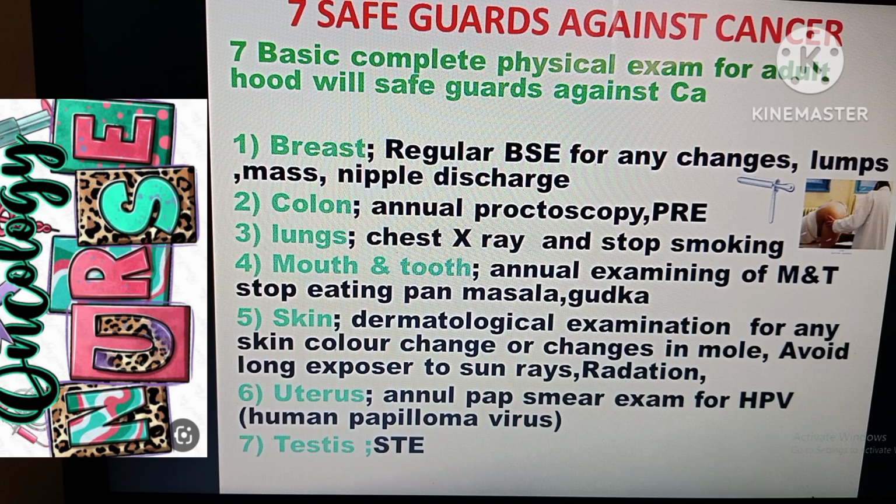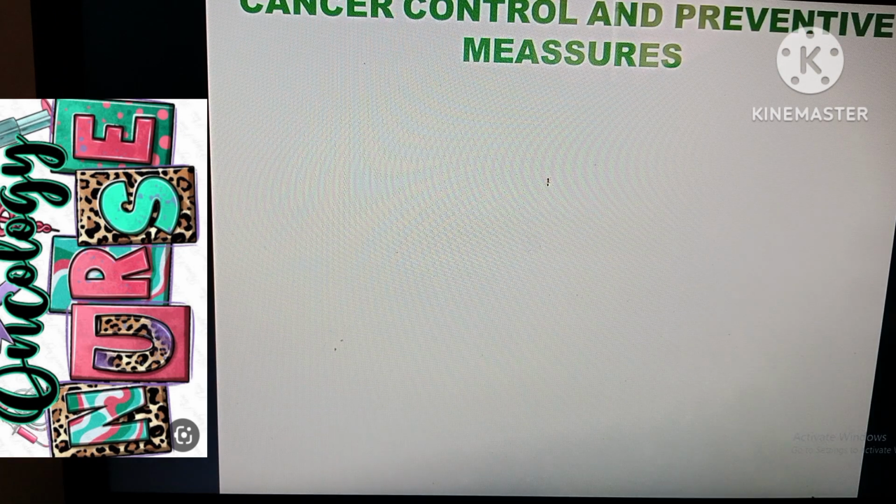Seventh one is the testes, self-testicular examination. This is after the age of 15. While taking a bath, the boys can touch and feel with their hand, they can compress and feel if any pain, any hardness, or any kind of abnormality, whether it is a normal condition or an abnormal condition. So these are the 7 safeguards against cancer. As a nurse, when you get the opportunity after finishing all the work in the ward, go and educate, teach the patient. Okay, now cancer control and preventive measures.